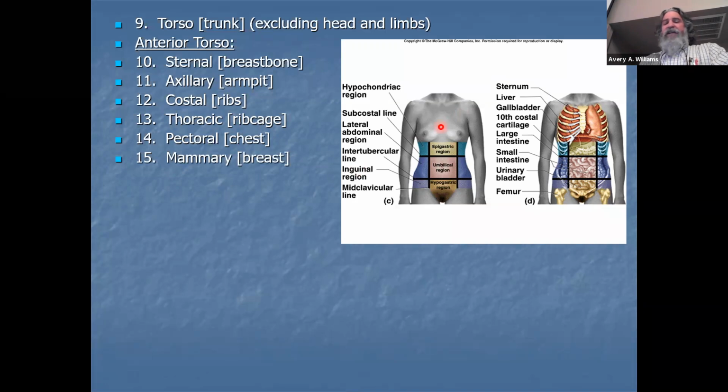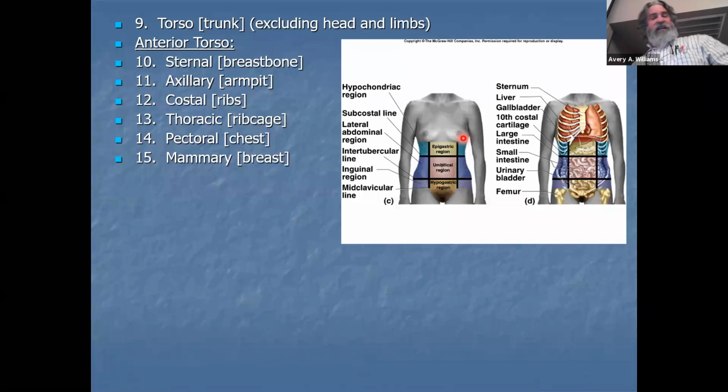Now, mammary means of the mammae or mamma. Usually mammae is plural, which means breast. So mammary means of the breast. Now, what you're looking at here, you say, well, these are mammary glands. Well, technically, no, these are breasts. Mammary glands may occur in breasts, but that's kind of a human thing.